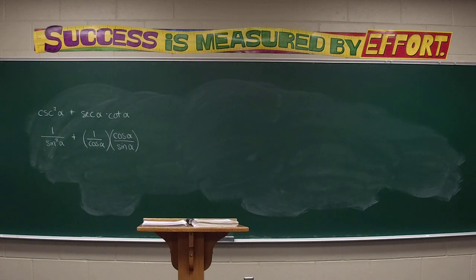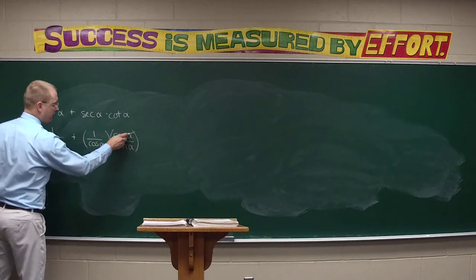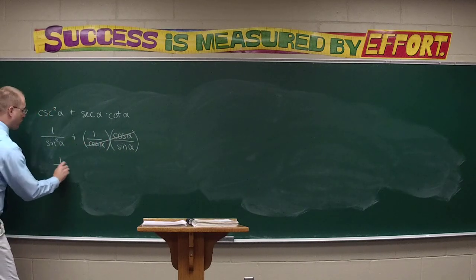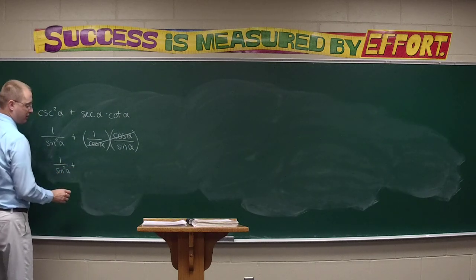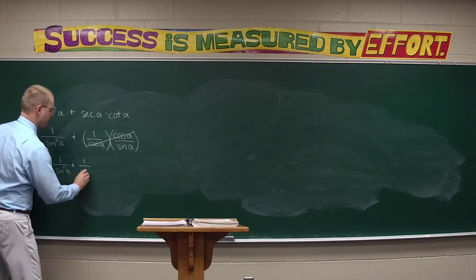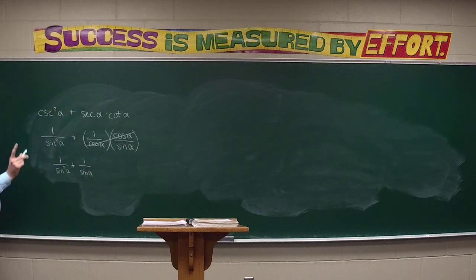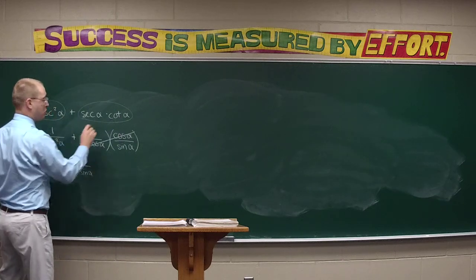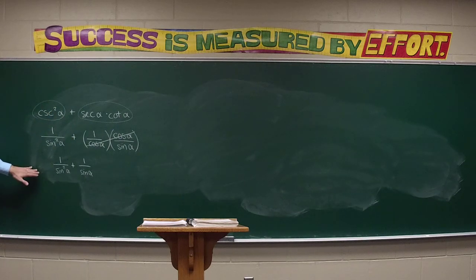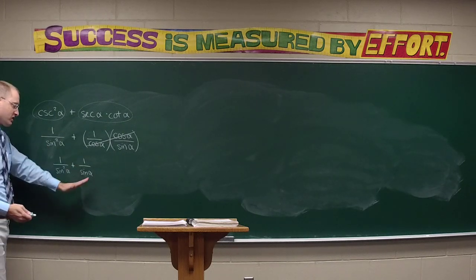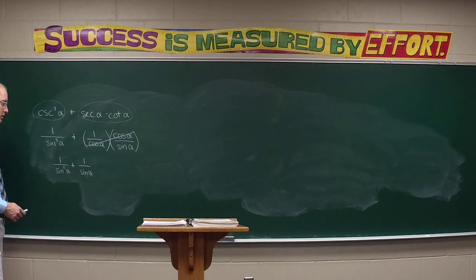Thoughts? Algebra step? The cosine alphas can cancel. So I really have 1 over sine squared alpha plus 1 over sine alpha. Now remember, one of our strategies is to go to as few terms as possible. Fractions can help us combine to a single term if I can get a common denominator. 1 over sine squared plus 1 over sine, what's the common denominator? Sine squared, right?